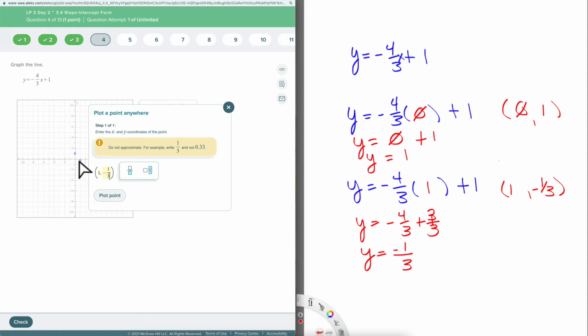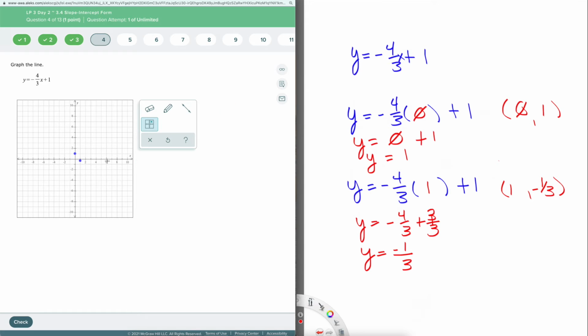I can see that it's there. If I don't click plot point, it'll disappear if I close this. So I want to make sure I click plot, and now I can close it. So now I have my 2 points, and I can connect these 2 lines. And it'll let me click on it now that it's actually plotted. It wouldn't have let me click on it if it wasn't there. So that is my graph.